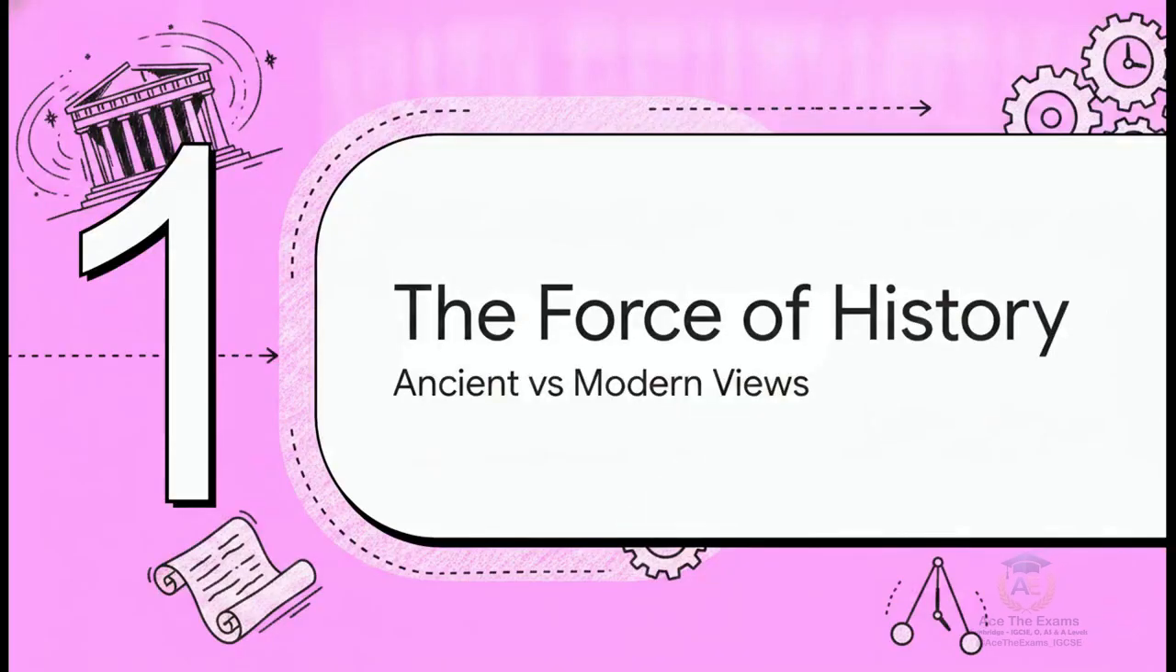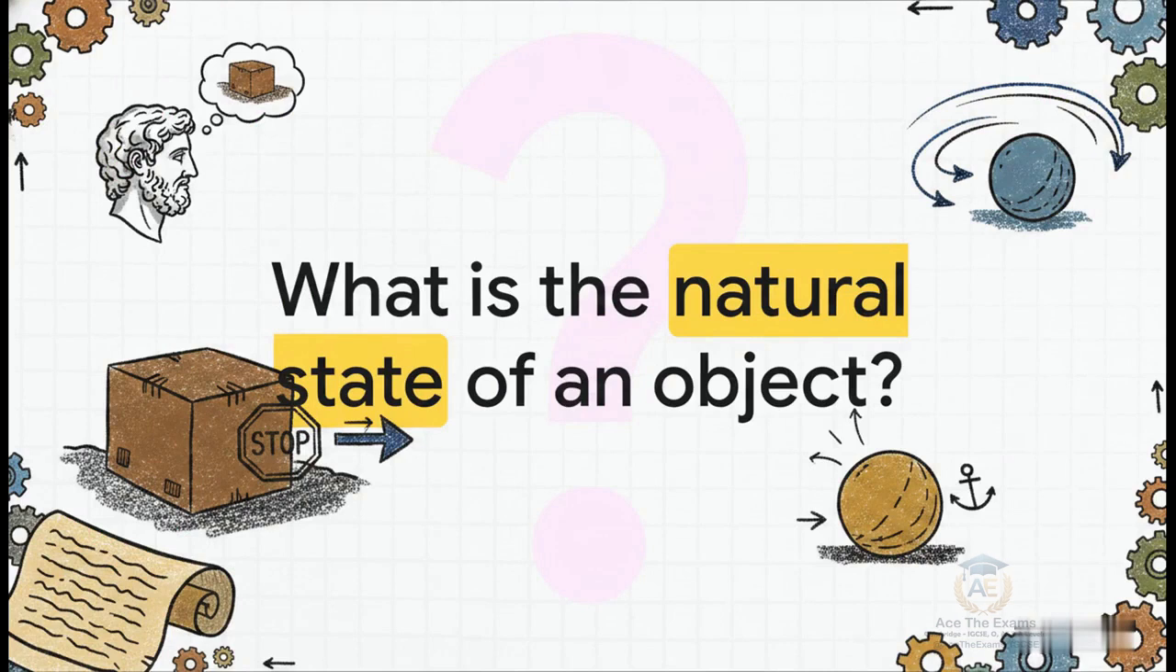All right, let's jump right into section 1, the force of history. So, what is the natural state of an object? Really think about that for a second. If you're pushing a heavy box across a rough floor and you suddenly stop pushing, well, the box stops moving, right? Because of everyday experiences exactly like this, the brilliant Greek philosopher Aristotle assumed that an object's natural state was simply to be at rest.